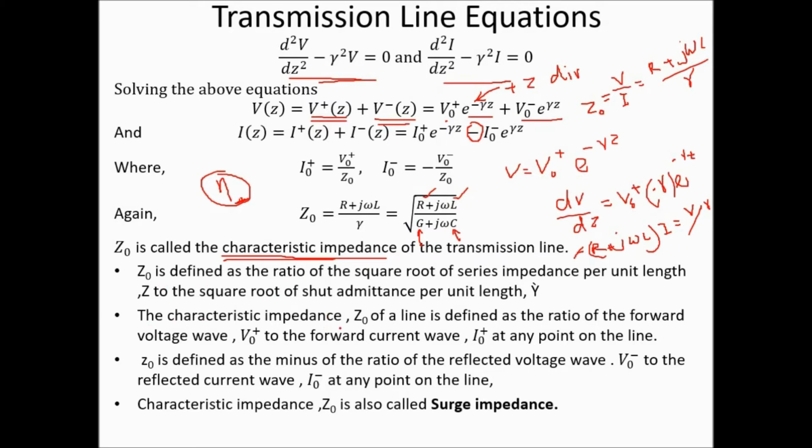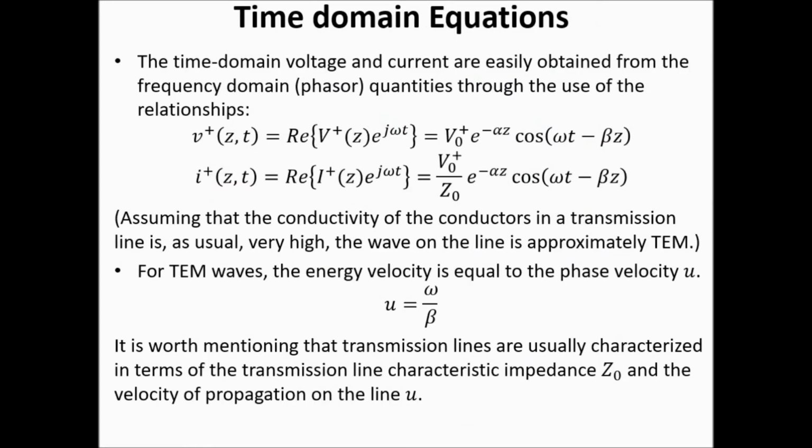And the characteristic impedance Z naught of a line is defined as the ratio of forward voltage to the forward current wave I0 plus at any point. So it also can be written like Z naught equal to V0 plus over I0 plus, or can be written like Z naught equal to negative V0 minus over I0 minus. Okay, and this characteristic impedance Z naught is also called the source impedance.